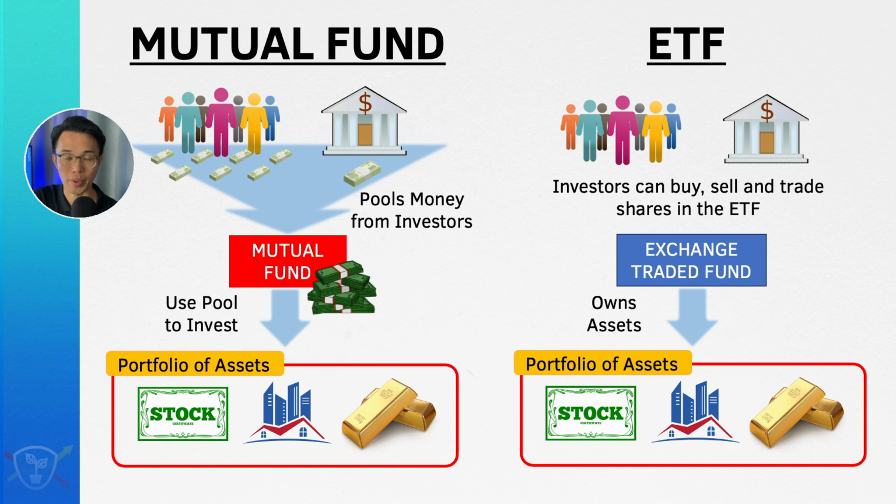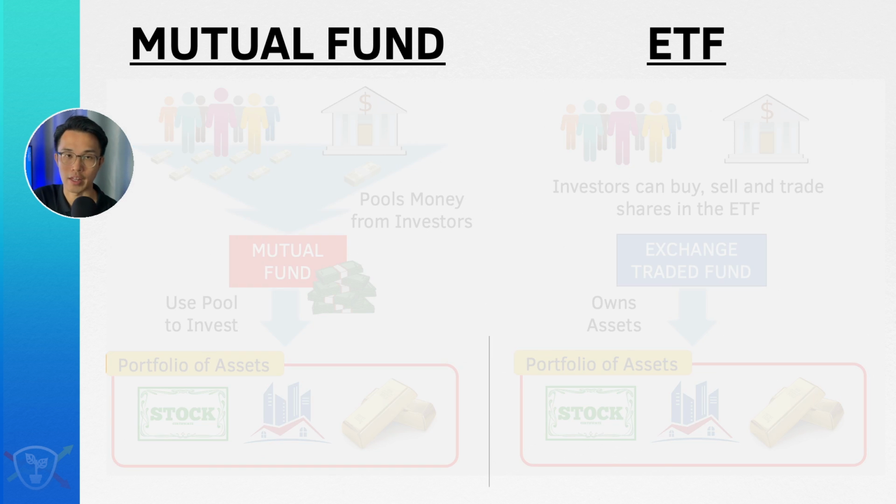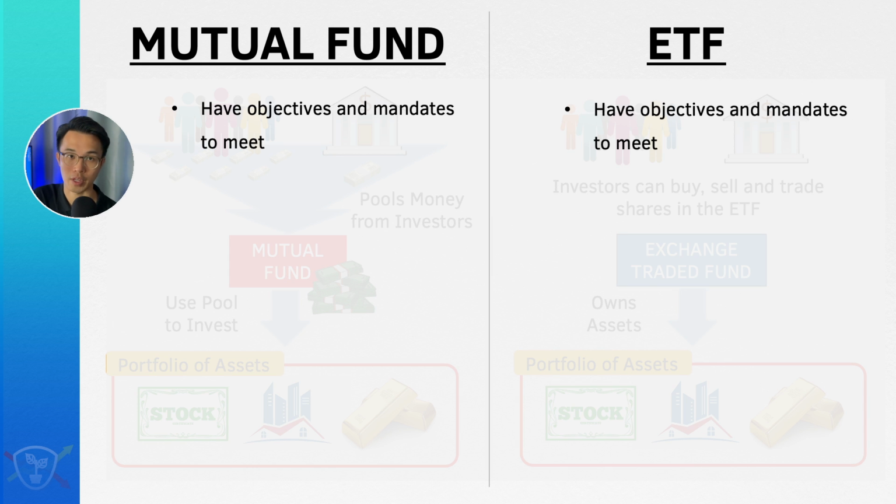Now, the main goal behind both the mutual fund and the ETF is that it is a portfolio that is created to meet certain objectives. For example, maybe the portfolio is designed to track a certain index or a certain benchmark, such as the S&P 500 index. Or perhaps the fund's objective is to make money from buying and selling companies in a certain sector, such as energy or technology. Or perhaps the strategy of the fund is ESG investing.